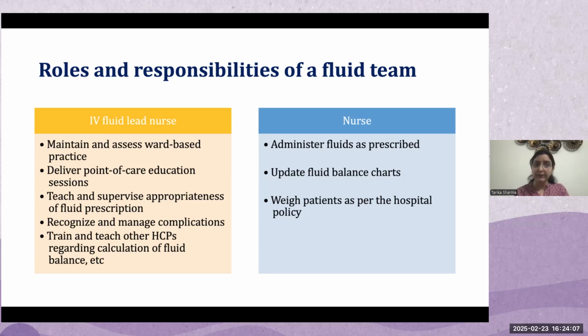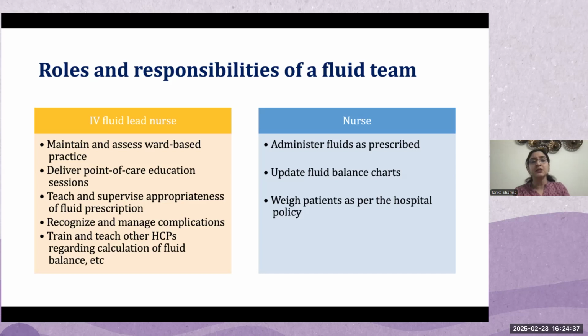Then she or he will be delivering the point of care education sessions, because you know what happens, the patients or the nurses or the other people who are working there might not be knowing about the criticalities in the fluid management. So she or he will be assessing the need of education, and if required, providing the point of care education. Point of care education means then and there the teaching will be done, the correction will be done, the guidance will be done to that particular subordinate who is working with that patient.